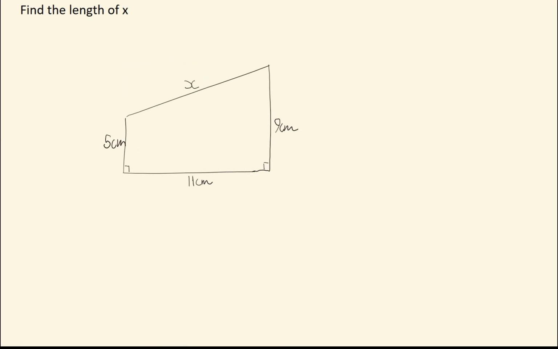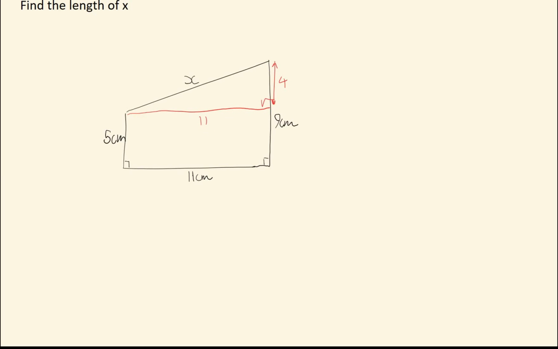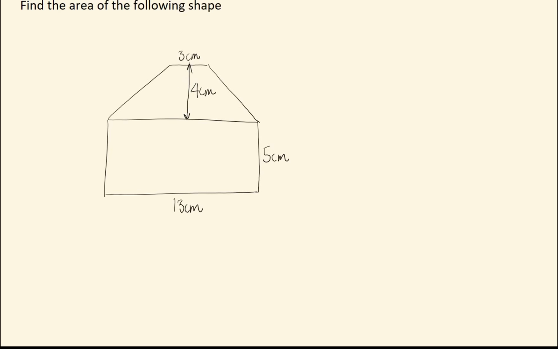Okay, again we can do the same thing with this triangle here. That'll still be Pythagoras. You would chop it here, so you have a rectangle and a right angle triangle. This will be 11, and this length here would be 4, because it's 9 take away 5. Again, 11 squared plus 4 squared is x squared, and then square root the answer.